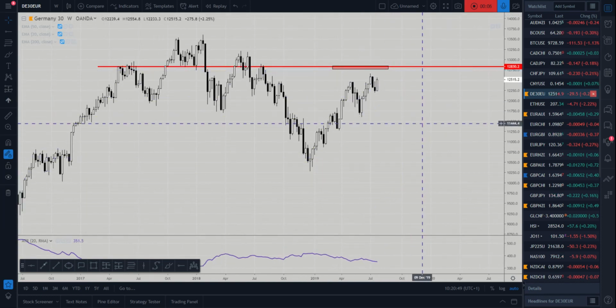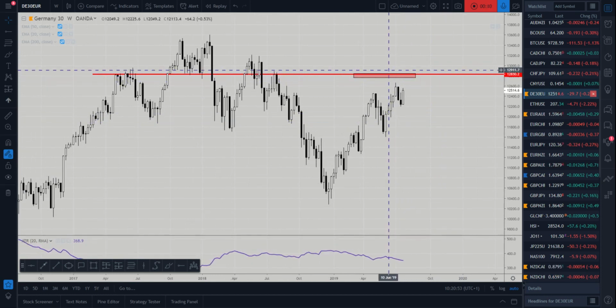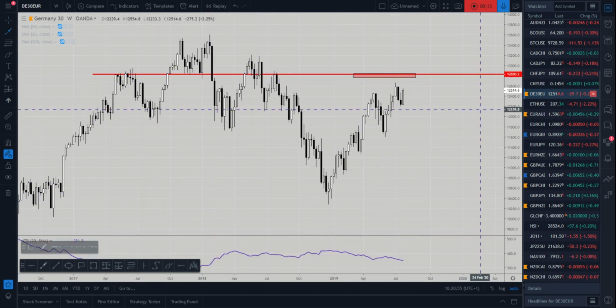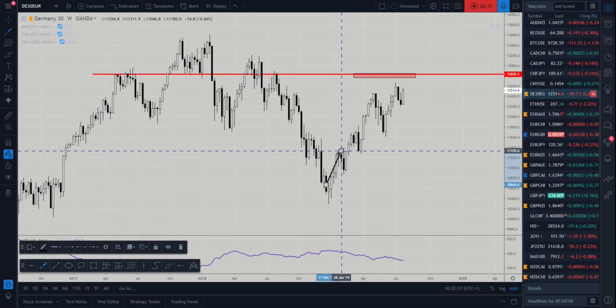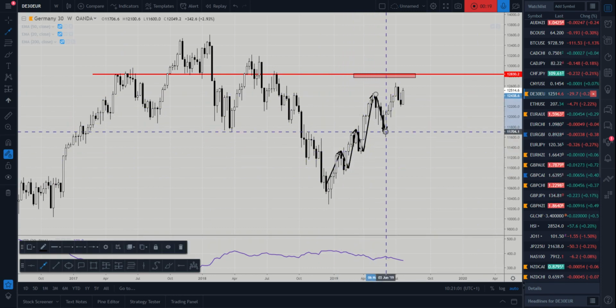In this video we're going to be looking at the German DAX, looking for a potential long opportunity. Looking at the weekly time frame here, we can see that the market is still in that uptrend. We can still see those higher highs, higher lows being formed.